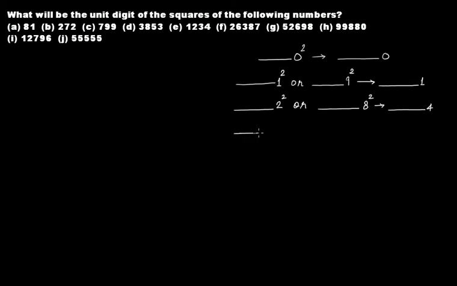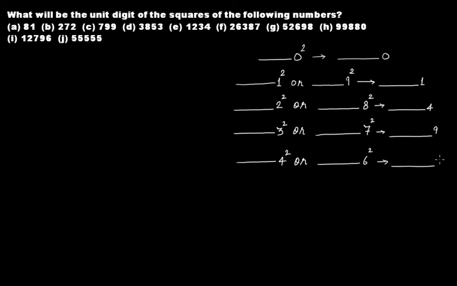If your number ends with 3 or ends with 7, then the square of these numbers will end with 9. If your number ends with 4 or 6, then the squares of these numbers will end with 6. If your number ends with 5 and you find out the square of this number, then the square of this number will have 5 at its units place.